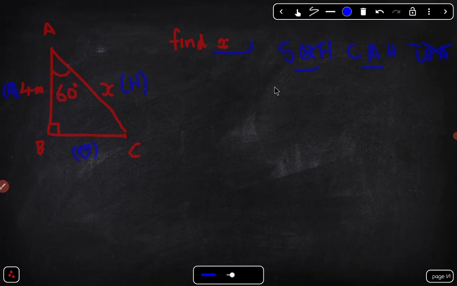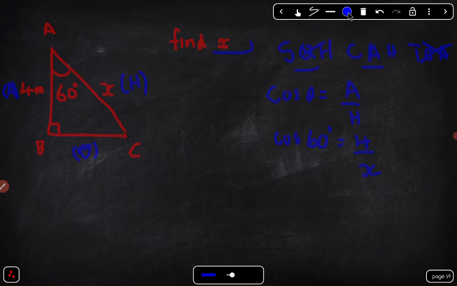Okay, so you're going to write cos theta is equal to adjacent over hypotenuse. So you are going to write cos theta, your theta is 60. So cos 60 degrees is equal to adjacent. Your adjacent is 4. Hypotenuse is what? We are not given, it is X.